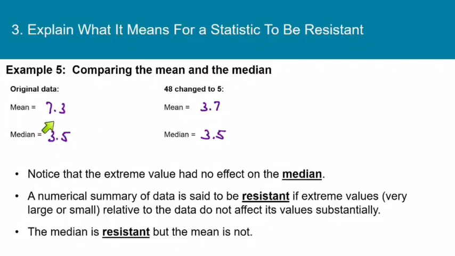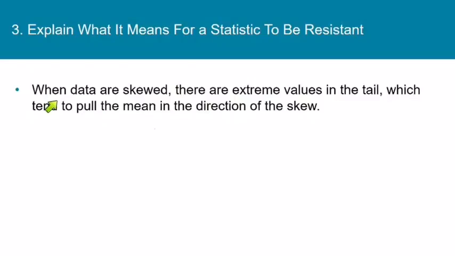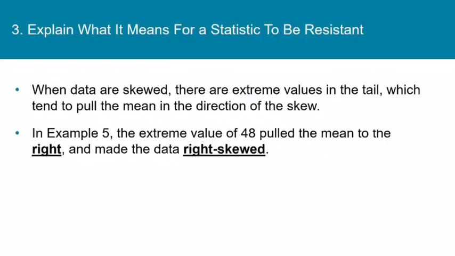but the mean is not resistant. So remember we talked in Chapter 2 about right-skewed data and left-skewed data? Well, when data are skewed, there are extreme values in the tail, and that tends to pull the mean in the direction of the skew. In the example we just looked at, the extreme value of 48 pulled the mean to the right on the number line, and that made the data right skewed.